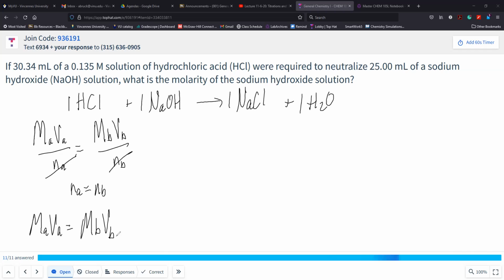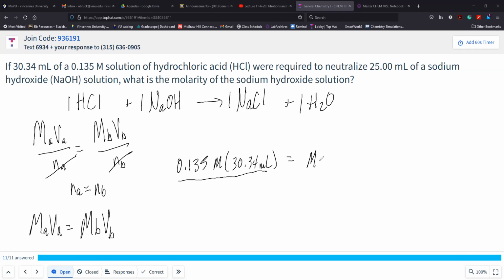It's now more or less a kind of weird form of the dilution equation. We just need to put, again, the right numbers in the right places. So the molarity of the hydrochloric acid is 0.135 molar. The volume is 30.34 milliliters. And again, milliliters is fine. We don't need anything more than milliliters, because if we have milliliters on the other side, it's going to cancel out anyway.